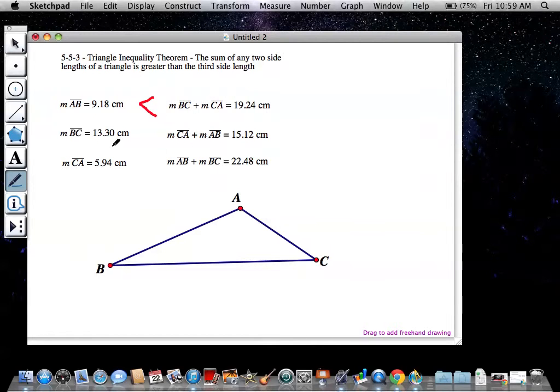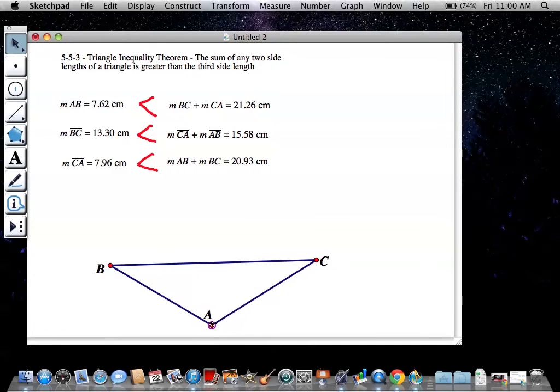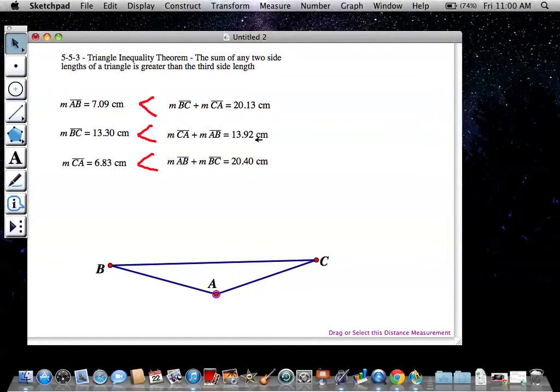So BC is smaller than CA plus AB, and CA should be smaller than AB plus BC, as it is here. Now I can move this around, and it still holds true. 16 is bigger than 14, 17 is bigger than 13, 28 is definitely bigger than 2. I move it here: 20 is bigger than 6, 13.92 is bigger than 13.3, 20 is bigger than 7.